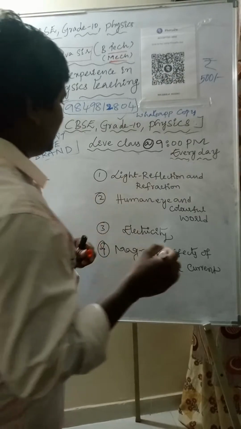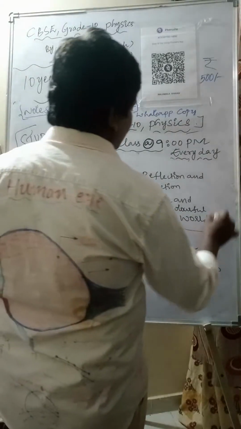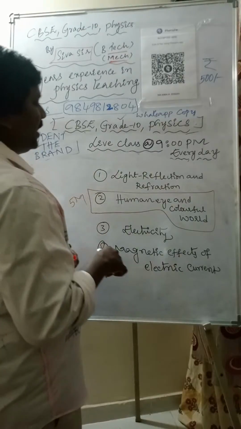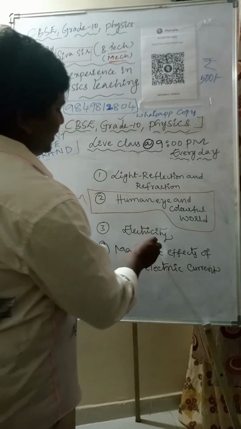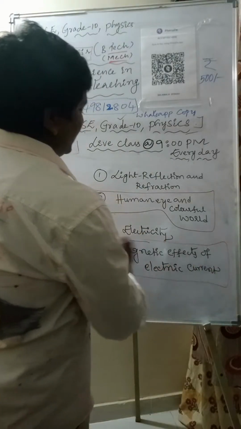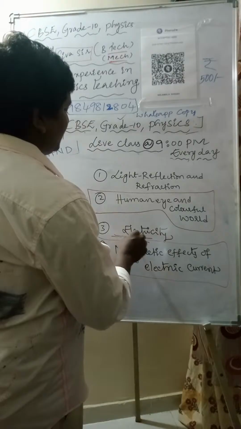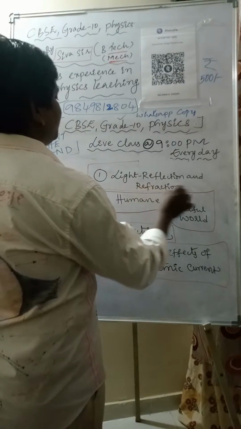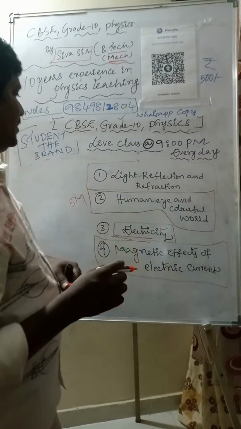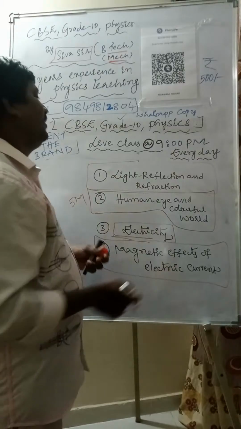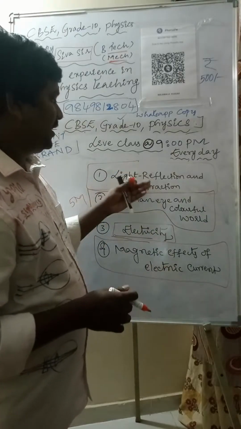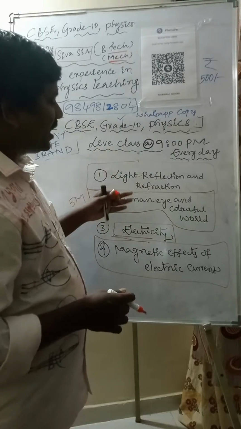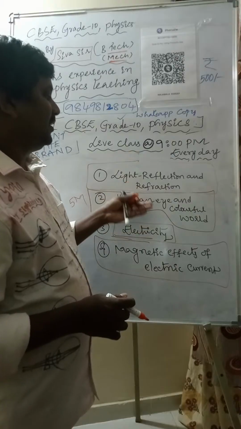Among these, this chapter is completely diagram based, so a 5 marks question is expected. Sometimes from the electricity chapter too, and from light reflection and refraction, we can go for a 3 marks question. The overall weightage is 13 and 12. The light chapters are completely about light: reflection, refraction, and the human eye and colourful world.